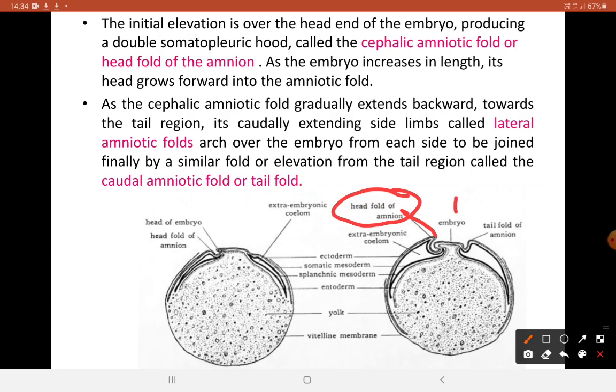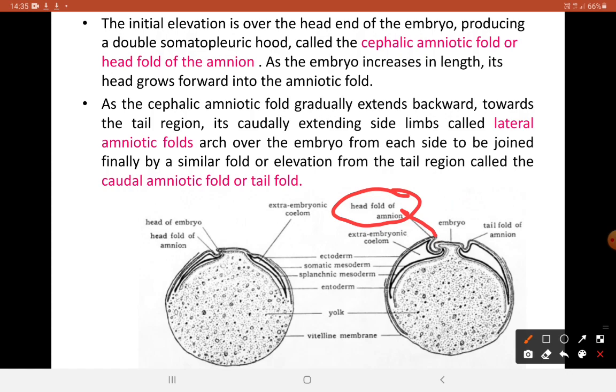Here is the embryo that is developing, and here is the fold of the amnion towards the head, which we call cephalic amniotic fold or head fold of amnion. Now as the embryo increases in length, it grows forward into the amniotic fold. The same thing happens at the lateral side and also towards the tail end.